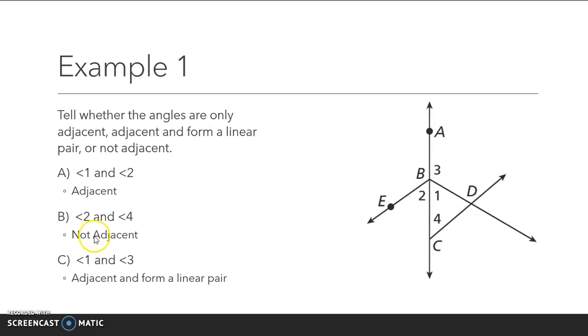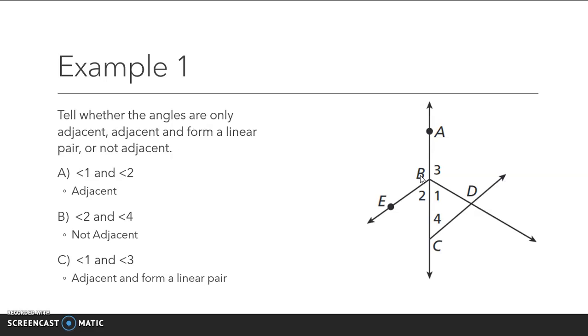In part B, you're asked to look at angle 2 and angle 4. If I trace out angle 2, it starts here, it comes this way, B is the vertex, and then it comes this way. Now for angle 4, it starts over here, C is the vertex, and it goes this way. So it looks like they might share this side, this BC side, but guess what? They don't have the same vertex. C is the vertex of 4, and B is the vertex of 2. So these angles are not adjacent.